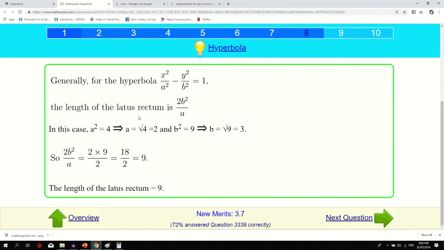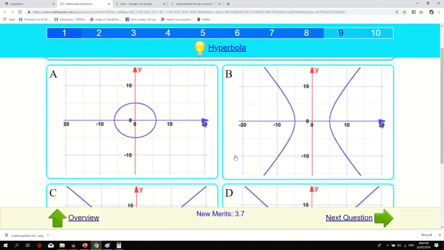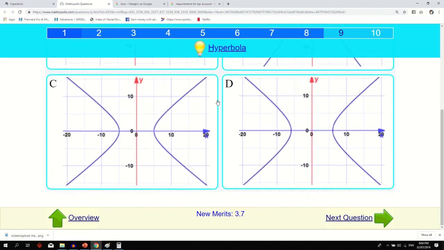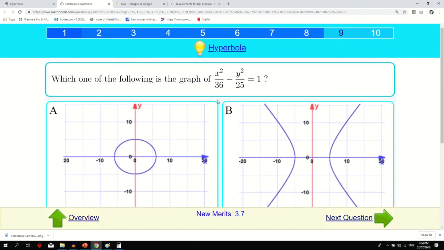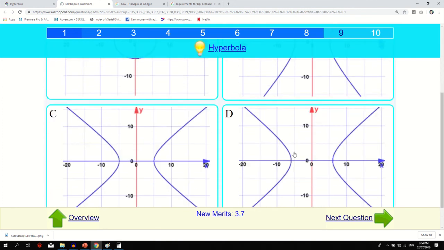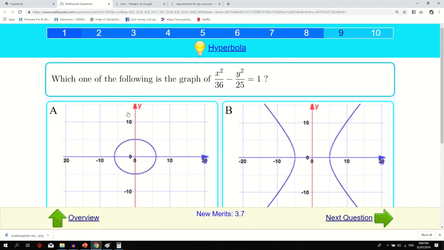Okay, so here, take a picture. 3, 2, 1. Okay, next question. Okay, so following, what is the graph of this hyperbola? So we all know that the axis of symmetry should be the x-axis. So this one is correct, this one is correct, this three is correct. This is not correct, so we will eliminate that.